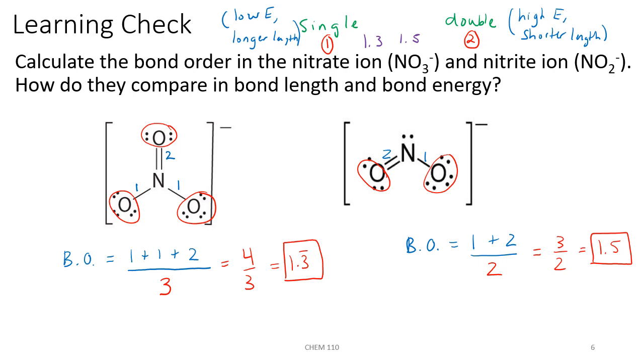Therefore, a molecule that has a bond order of 1.3 is going to have the lower bond energy and the longer bond length. Whereas a molecule that has a bond order of 1.5 is closer to 2, so it's closer to a double bond. Therefore, it's going to be higher in bond energy and shorter in length. We can only come up with this analysis by making comparisons between the two numbers that we calculated.